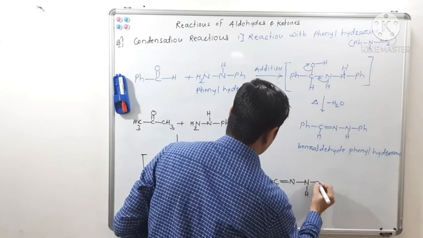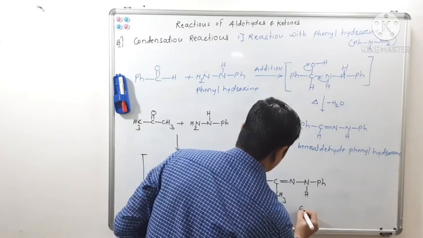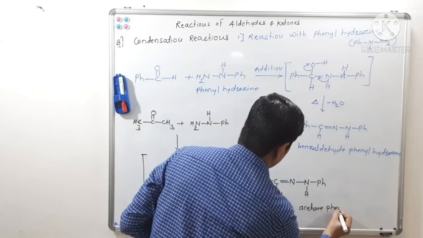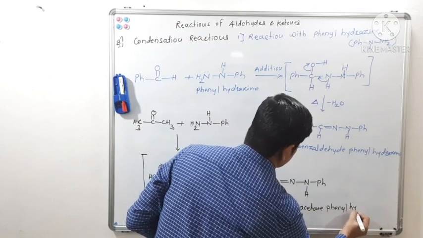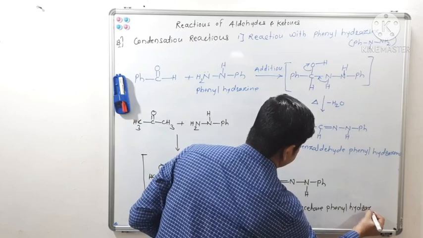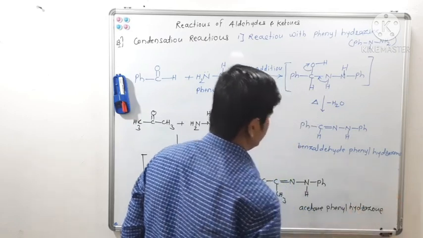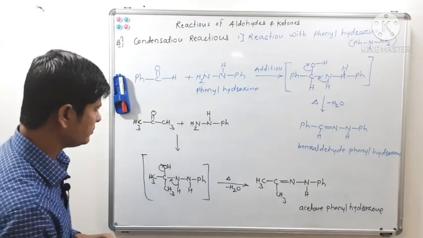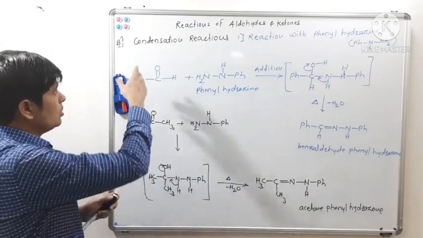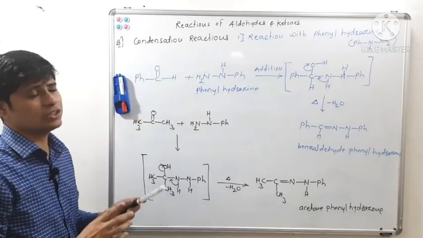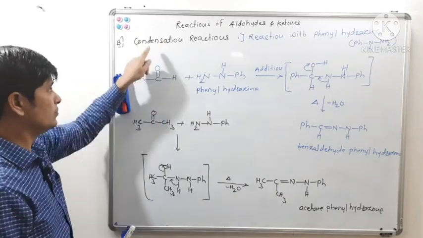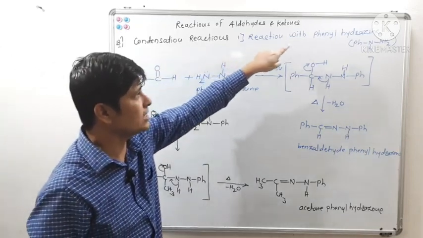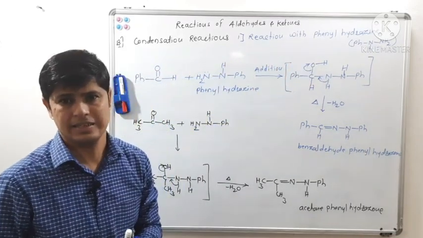What will be the name of the product? Acetone phenylhydrazone as a product. So this is a condensation reaction of aldehyde and ketone. The second category is condensation reaction, and this is the reaction with phenylhydrazine, isn't it?